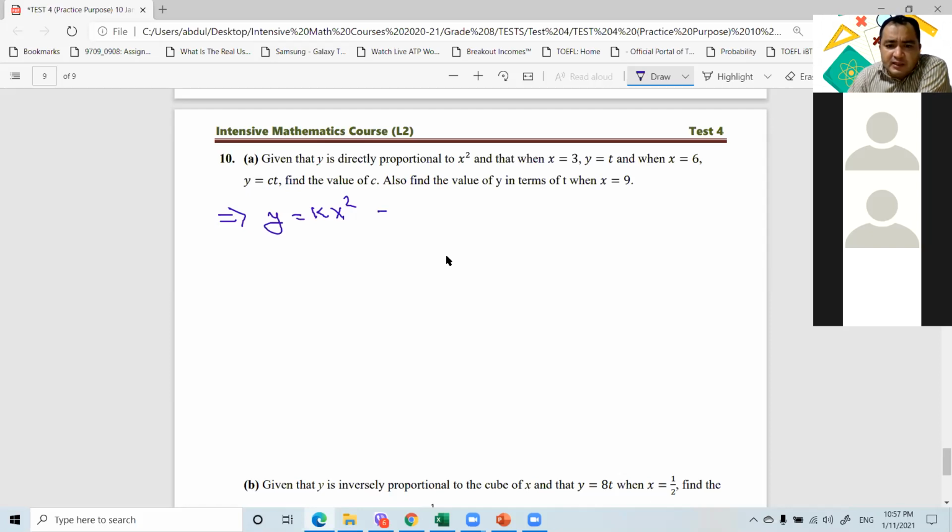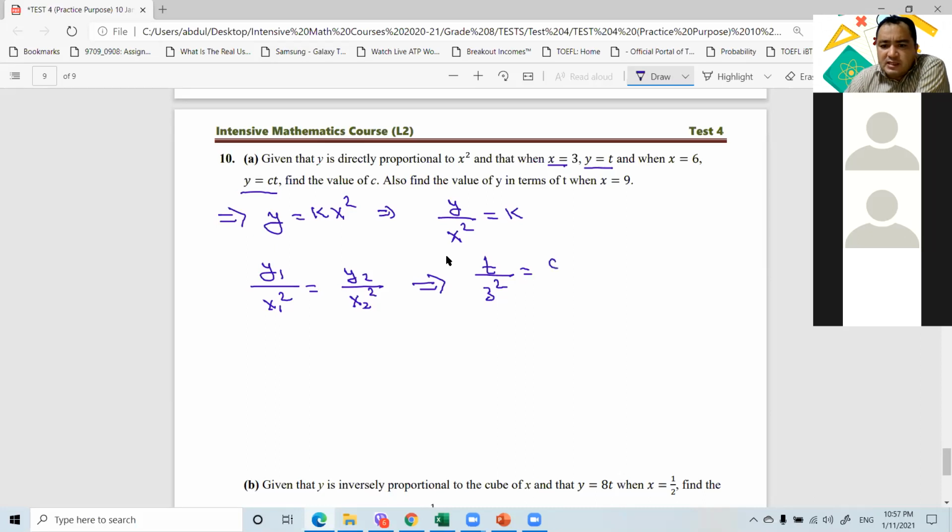So here, again, if you remember, directly proportional means that y over x squared is constant, right? So when x equals 3, y equals t. What does it mean? Here we have this relationship: y1 over x1 squared should be equal to y2 over x2 squared. Now from this relationship, what is y1? It is t. Over, when x equals 3, so here we have 3 squared. On the right-hand side, y2, what is y2? ct, that is c times t, over, how about x? x equals 6. So here we have 6 squared.